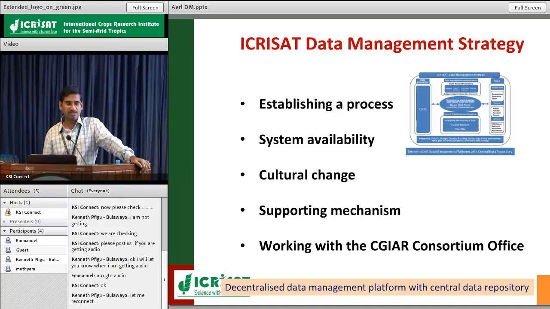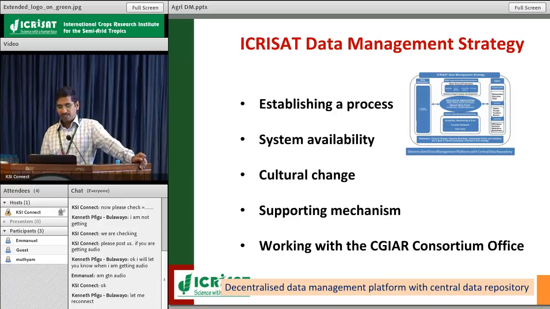Even culture change. Everybody knows the importance of data sharing, but they have to understand more about what benefit they get out of data sharing. For all these, we are closely working with the CGIAR consortium office to better understand what other centers are doing. We cannot alone develop all the platforms and solutions for different data needs. We need to go for a partnership mode. We need to see the best practices that other centers, maybe your centers, are following. We need to see what the best is that we can take out of their efforts.